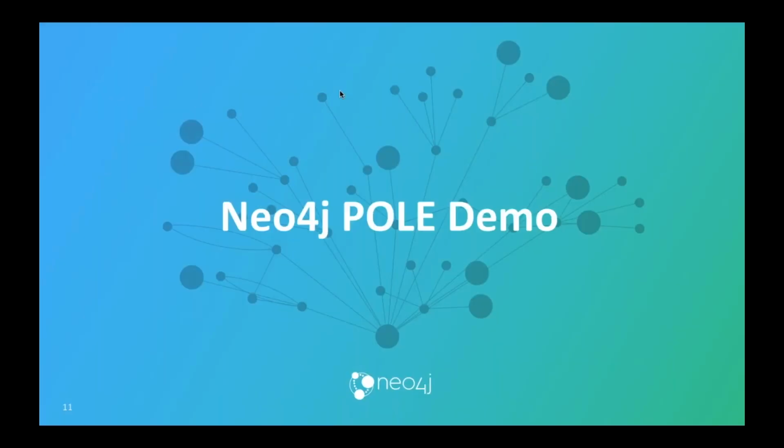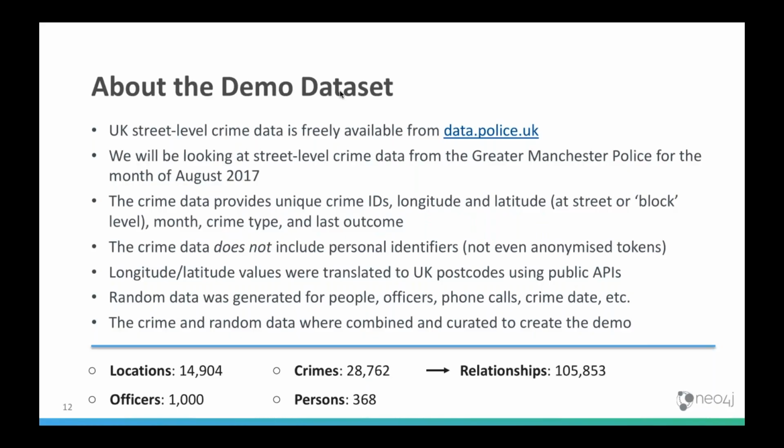So without further ado, we'll dive into the demo. Just to give you a bit of flavor for how we built the data set, there's freely available data on the web for UK street level crime. So I downloaded some of that. In particular, we're going to be looking at crime from the Greater Manchester Police Force for the month of August 2017. So not to pick on Manchester, but it was a good sized data set, nice and varied, and I thought it would make an interesting demo.